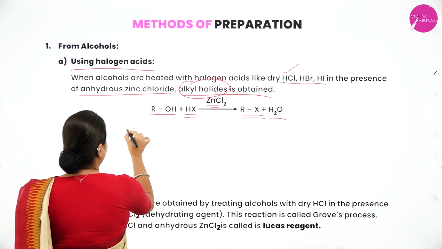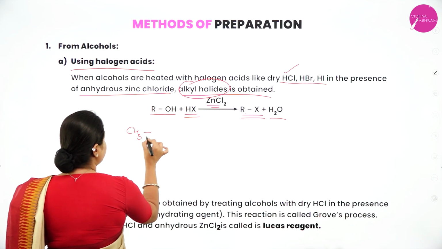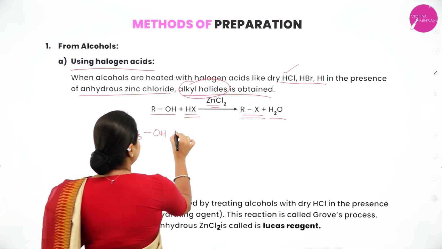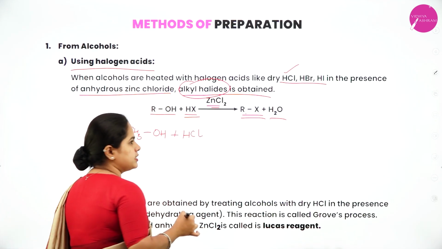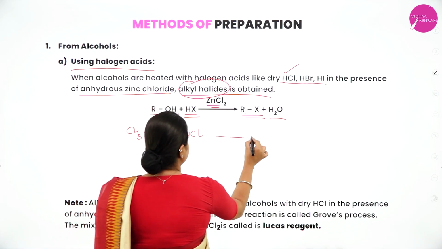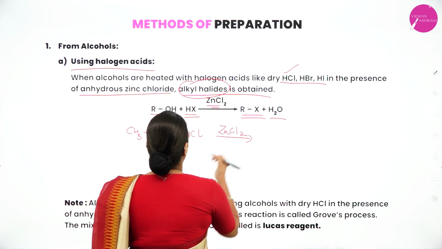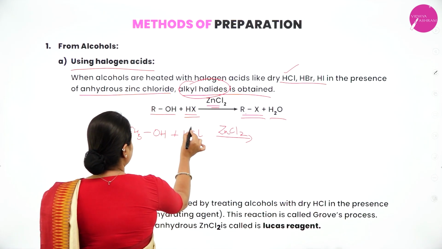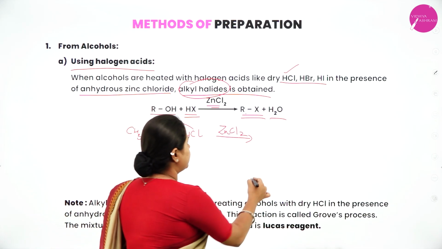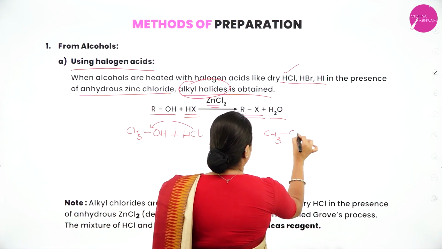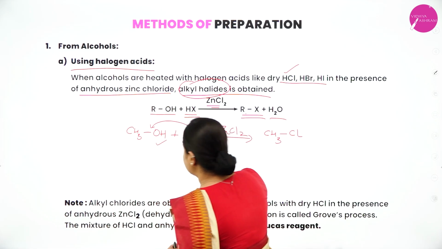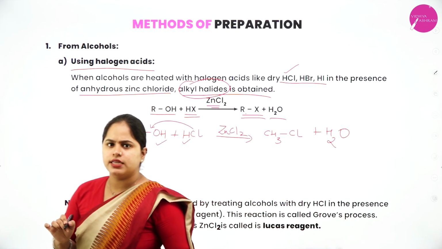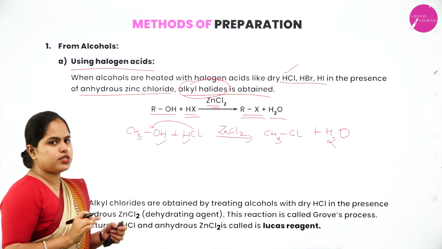Let's take an example. Instead of R, let me take the methyl group. So this is methanol, to which let me add HCl. HCl is a halogen acid, right? In the presence of anhydrous zinc chloride, we get RX, the alkyl halide, where X is the halogen. So this Cl will get attached to the methyl group and I'll get CH3Cl. What is left behind? OH and H, which together give water. I hope it is clear. So this is a simple method of preparation using halogen acids.